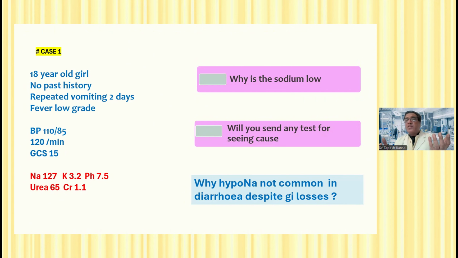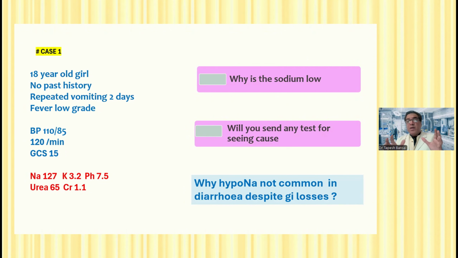This is a very common scenario, and many of you know the answer to this because she has vomiting. So will you send any test for seeing the cause? Here no real test is needed for seeing the cause. There's a battery of tests for hyponatremia. But if you look at the history and try to make out what is happening to the patient, in fact, more than 50% of the times, you don't need to send any tests.